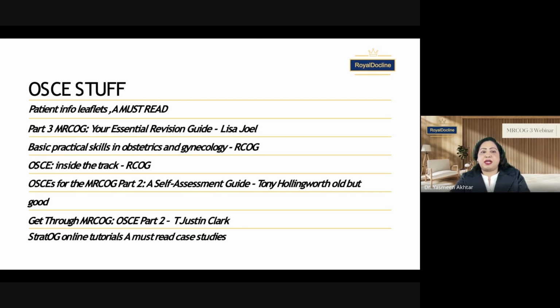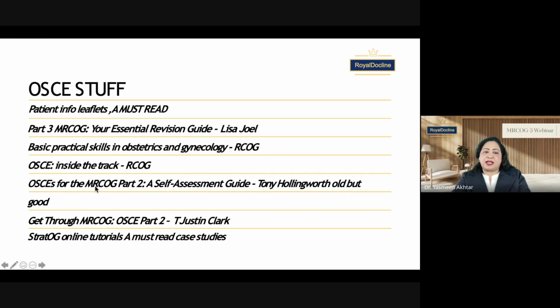Very, very important. Then comes Basic Practical Skills in Obstetrics and Gynaecology. This is a book where you will go through the basic obstetric emergencies and also the basic practical skills. For example, how you do the stitching, how you do the cesarean section, how you handle the breech delivery, how you handle shoulder dystocia, a lot of things. This is a basic practical skills book by the RCOG itself. OSCE Inside the Track is also by the RCOG. So these are all must-read things.